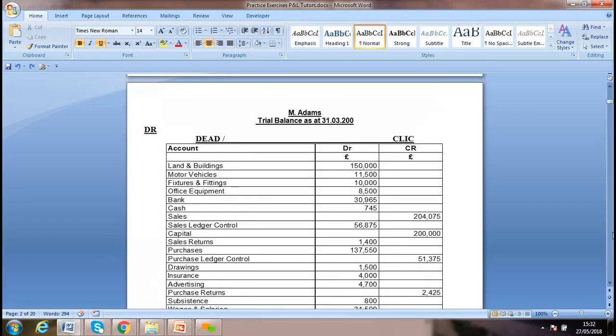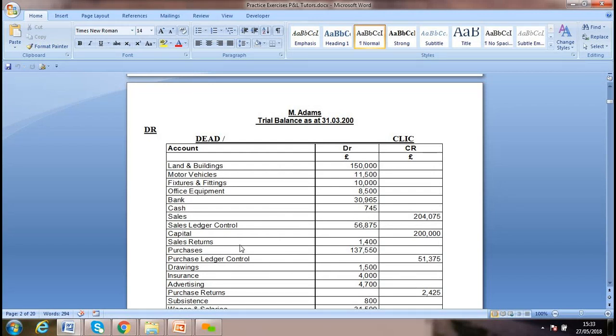Okay. That's fine. Then we have capital. Sales ledger control is an asset, meaning receivables from our credit customers, the money that goes on the debit side. Capital is an investment. C stands for capital, it goes on which side? Credit side. Sales return is on the debit side, because sales is the income and return reduces our income.